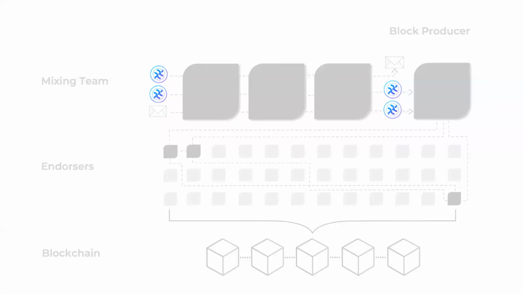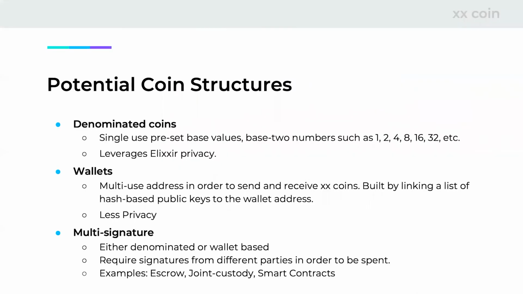So just to give some context, I want to mention that we're going to talk about the currency component of that overview diagram we saw. When we were coming up with a system, we came up with some potential coin structures. For now, we have three.